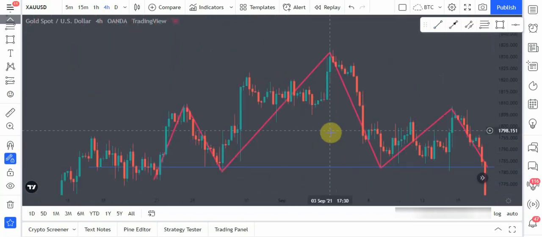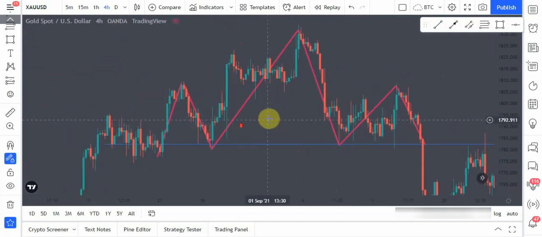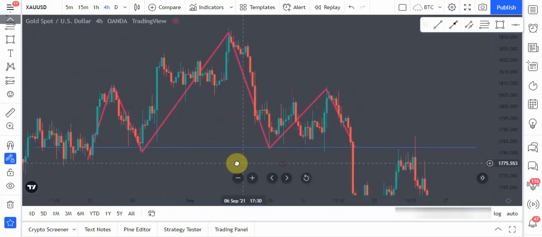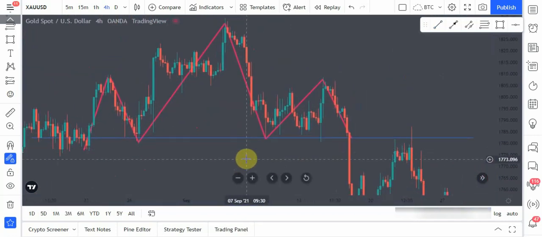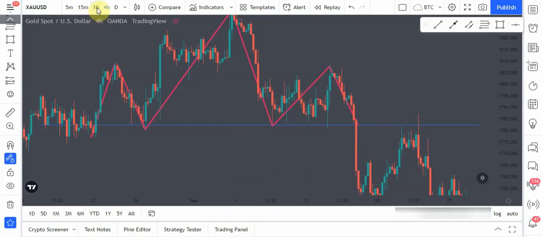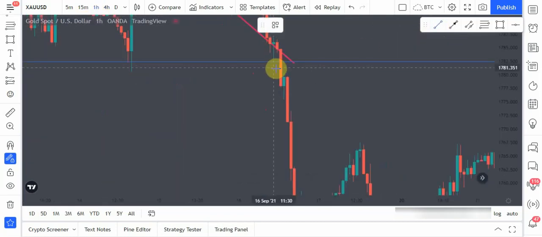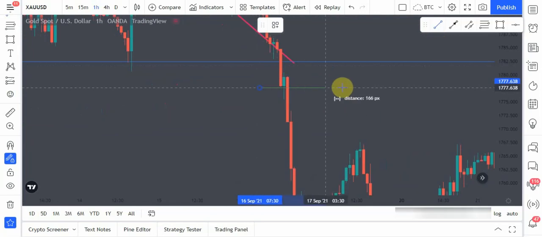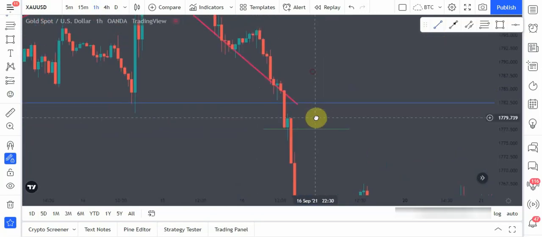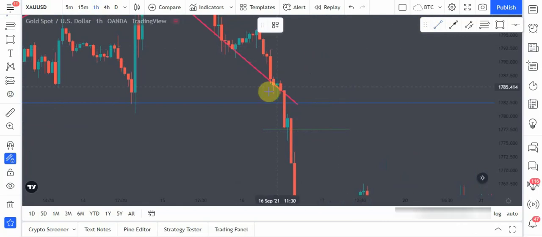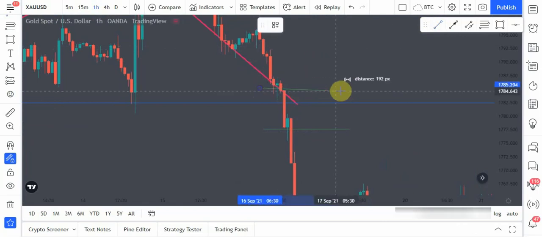Another head and shoulders pattern can be seen here. Our neckline is this line. Well, this is at the 4 hour time frame. Let me change the time frame to 1 hour. Here it is. Our trigger entry should be below the open of this green candle. And the stop loss is here above the open of this red candle.